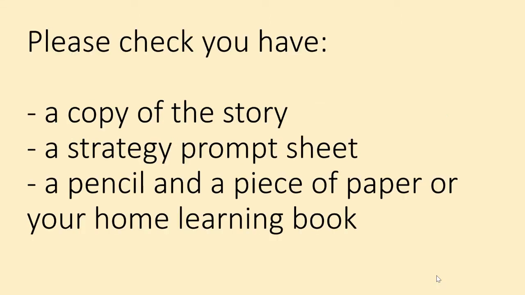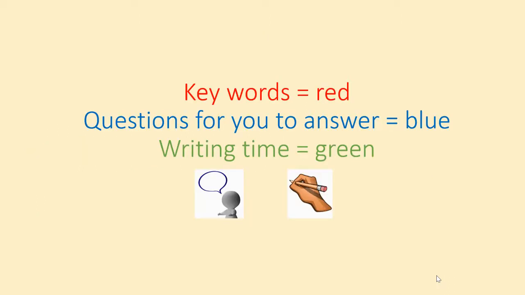Okay, you should all have everything ready for your lesson. We've been doing this for a long time now. You must make sure you've got a copy of the story, a strategy prompt sheet, a pencil or a pen, and a piece of paper or your home learning book. If you don't have those things, you must make sure you go and get them ready. Press pause and go and get them together, and then you can continue with the lesson.